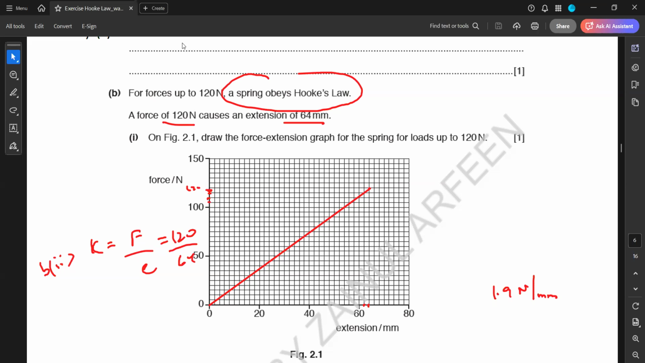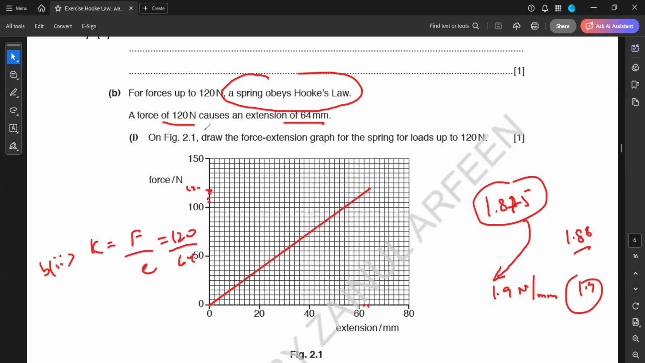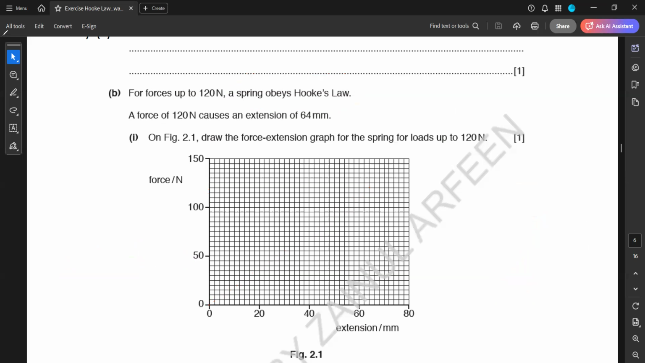Yes, Abdullah. Sir, what I have written is 1.875 newton per millimeter. 1.875 is the right value. But usually, as I mentioned, when you write the answer, write to 2 to 3 significant figures. So you should either write 1.87 or 1.88, or you can write 1.9. So when you write your answer, keep 2 to 3 significant figures. Okay.